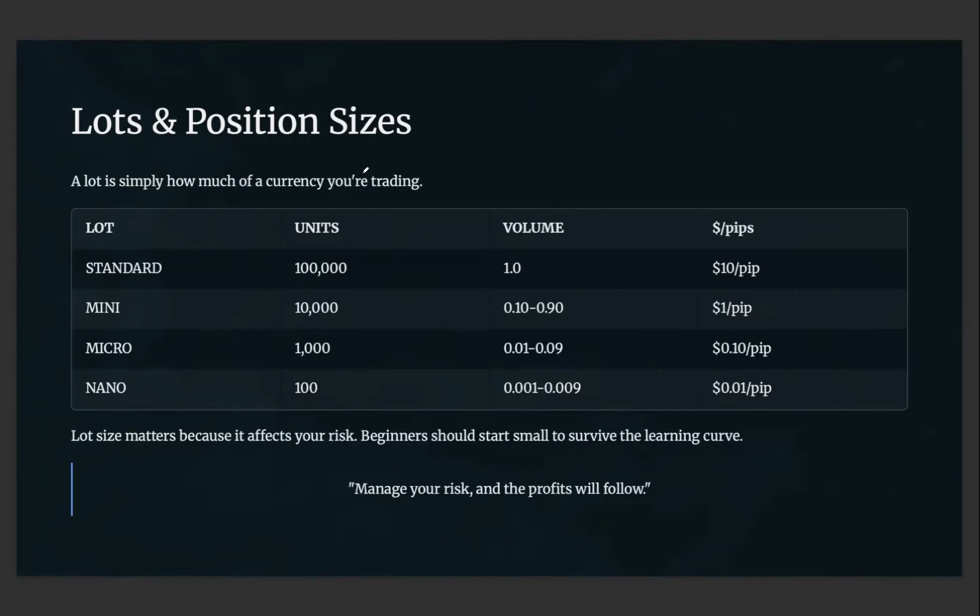When you see 0.01, which is this lot size here, 0.01 up to 0.09, you can see per pip, it says 10 cents per pip. For you to get the value of a dollar when using the 0.01, price needs to go in your direction 10 pips. So 10 pips movement makes a dollar when you are using the 0.01.